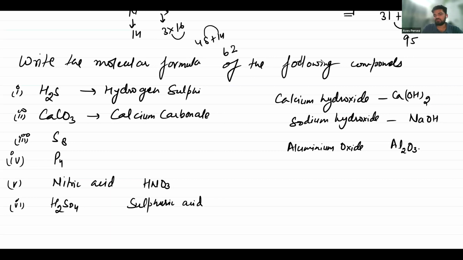Calculate the molecular mass of the following compounds. For example, if you need to calculate the mass of HNO3 or H2SO4. Like you are going to calculate the mass of sodium sulfate. The formula for sodium sulfate is Na2SO4. So if you are going to calculate the mass of sodium sulfate, how will you calculate the mass?